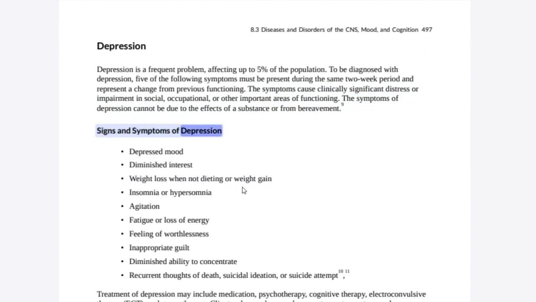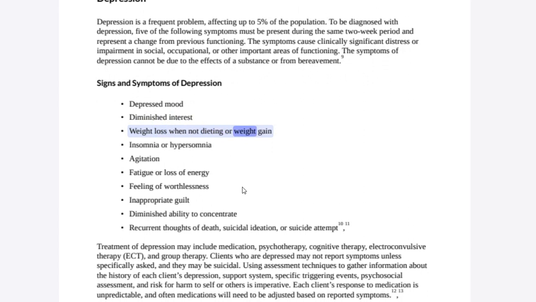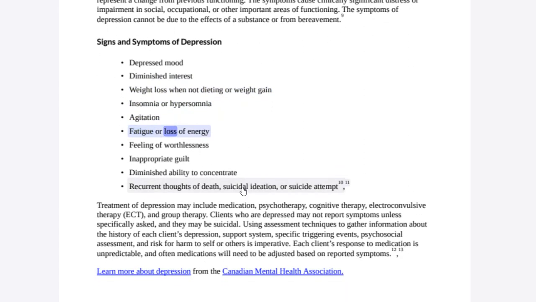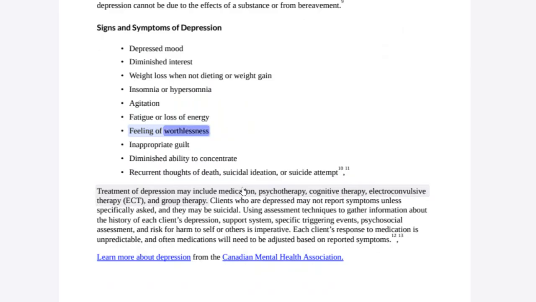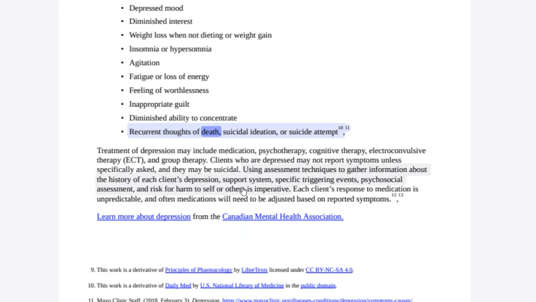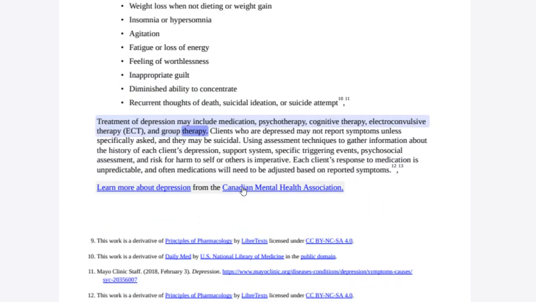Signs and symptoms of depression: depressed mood, diminished interest, weight loss when not dieting or weight gain, insomnia or hypersomnia, agitation, fatigue or loss of energy, feeling of worthlessness, inappropriate guilt, diminished ability to concentrate, recurrent thoughts of death, suicidal ideation or suicide attempt. Treatment of depression may include medication, psychotherapy, cognitive therapy, electroconvulsive therapy, and group therapy.